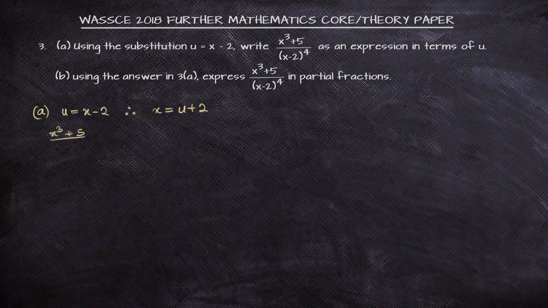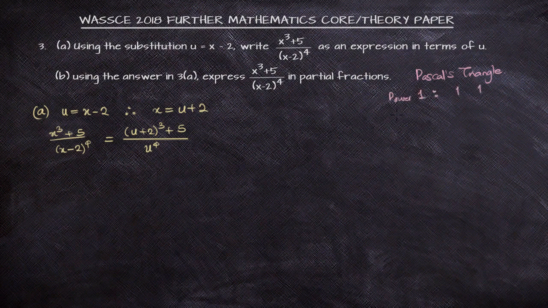So wherever we see x in the expression that we are given, we can use u plus 2 in place of x. So that means we have u plus 2 raised to power 3 plus 5 divided by, now x minus 2 is the same as u, so we have divided by u over 4. Now we have u plus 2 raised to power 3, and to expand, I'm going to be making use of the Pascal Triangle, to get the coefficient of the two entities u and 2.